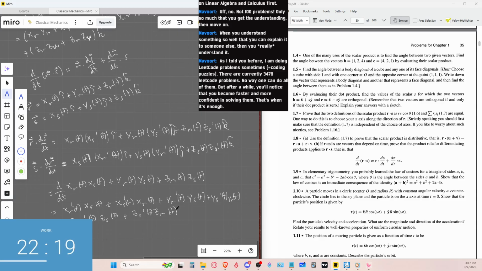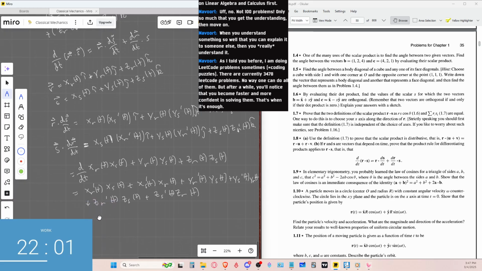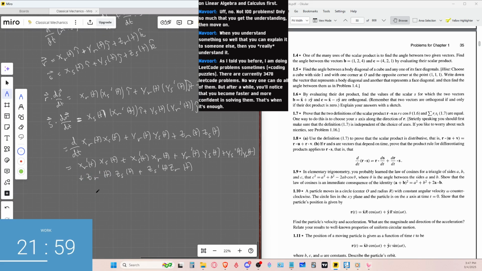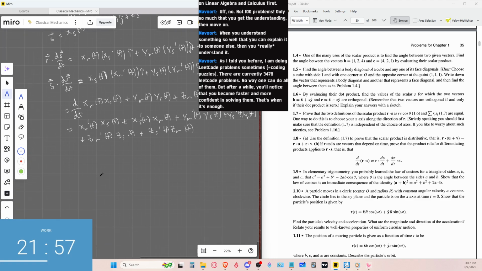Okay. Yeah, that looks pretty good. It seems like they do work, based on what I've come to understand. That was actually pretty fun. I actually thought that problem was pretty interesting. Okay, so what's problem 1.9?